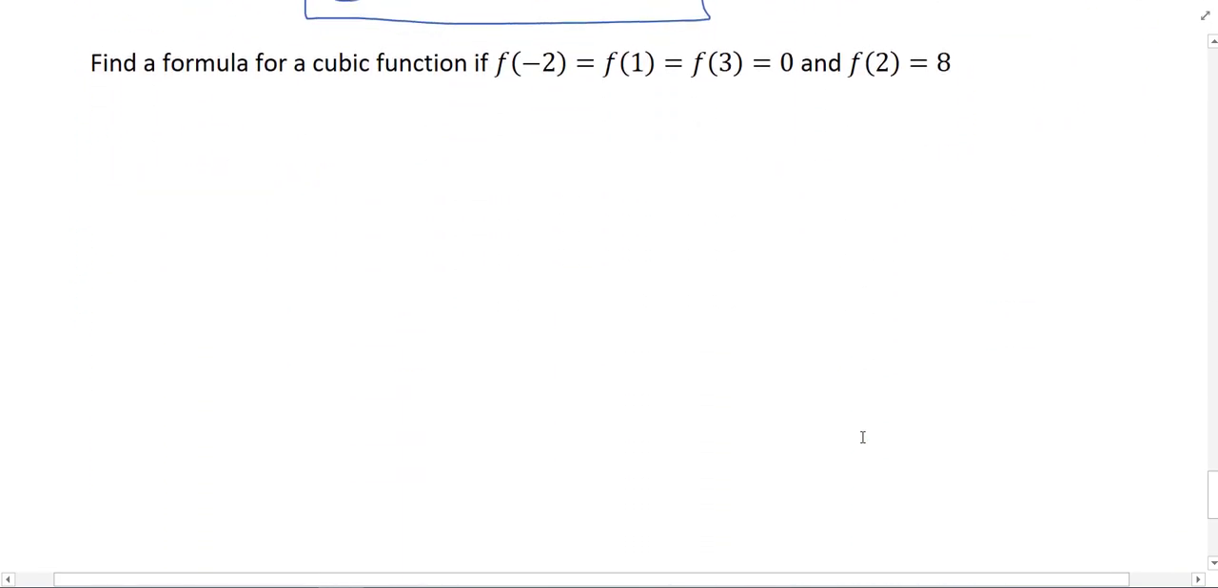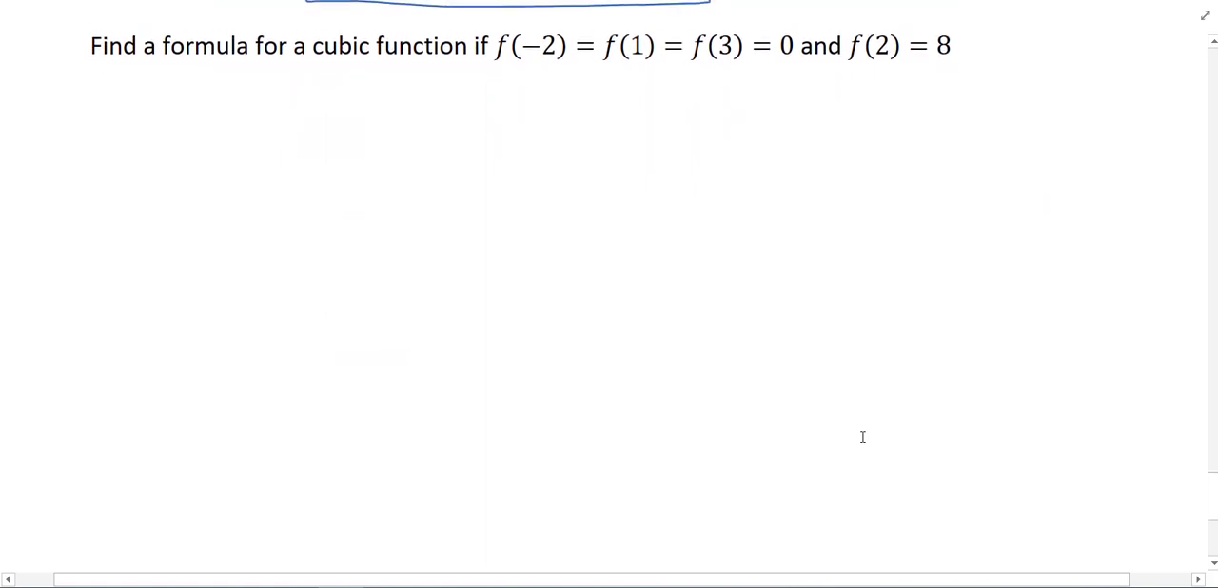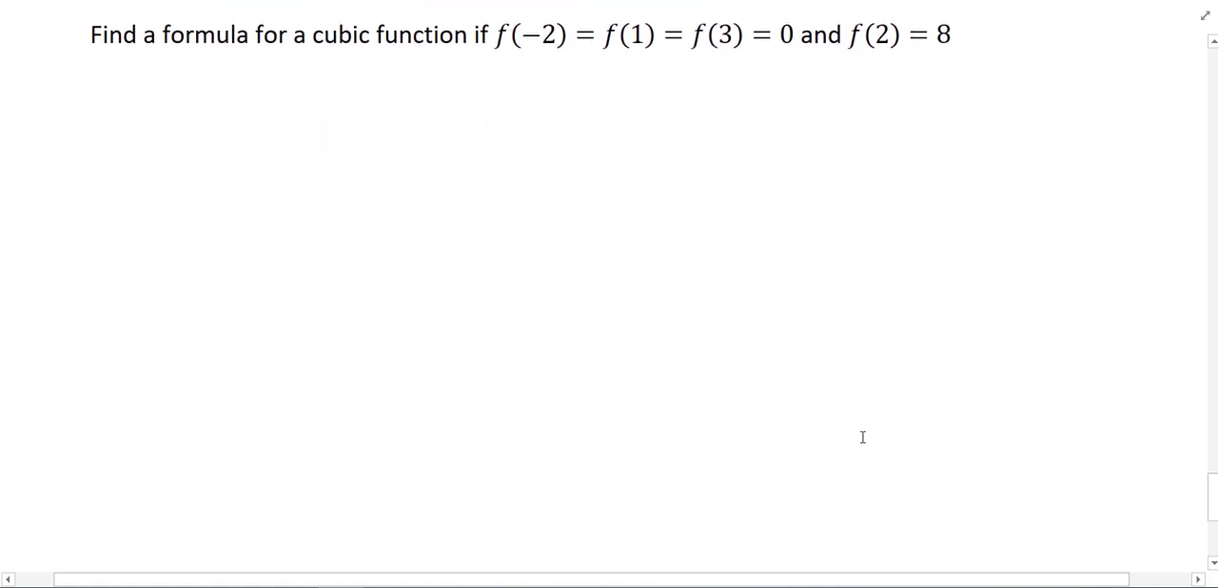All right, let's try the next example, which is find a formula for a cubic function if all that is true. So in this case, we are given the 3 zeros. So notice that this essentially is describing the x-intercepts of the function. So the function crosses the x-axis at 3, at 1, and at -2. So those are the zeros of the function.